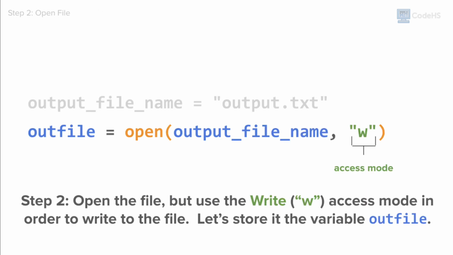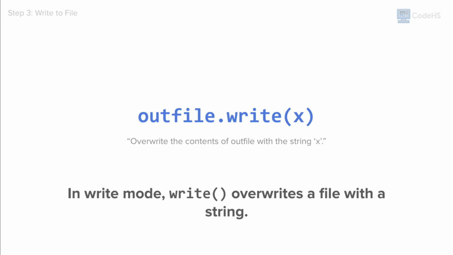Before you can read or write a file, you have to open it using Python's built-in open function. We've used this function before, only in read mode. To write to a file, we will use the write access mode, or W. If no file with this name exists, one will be created when we call this command. We can then use the write method to overwrite the current contents of the file with the string we provide. Overwriting a file means erasing what was previously there and replacing it with the new string information.